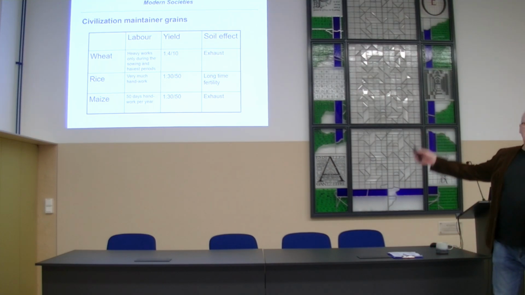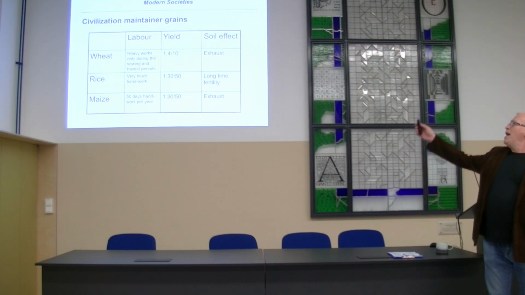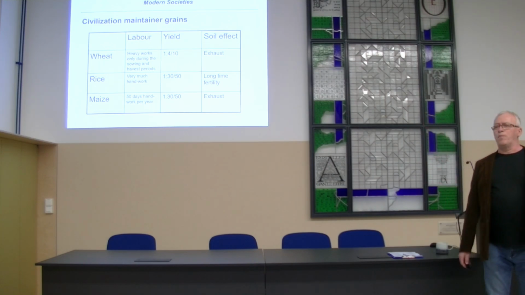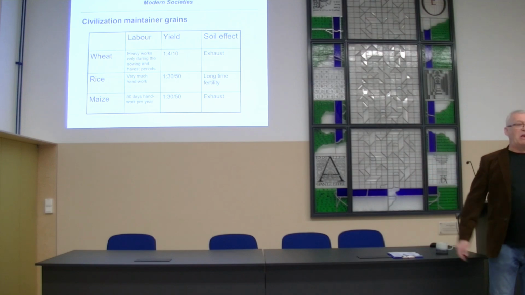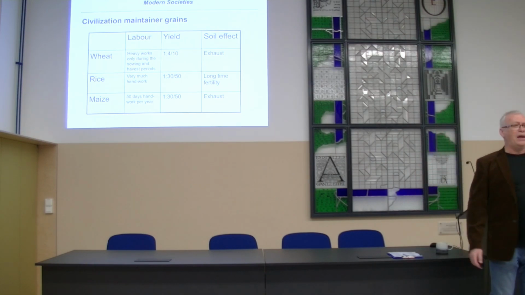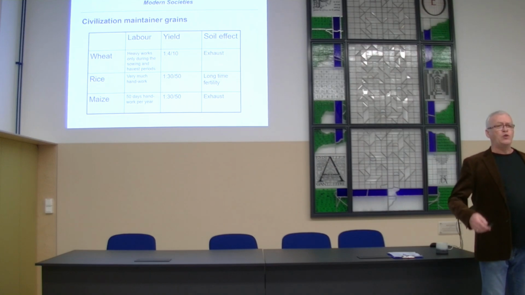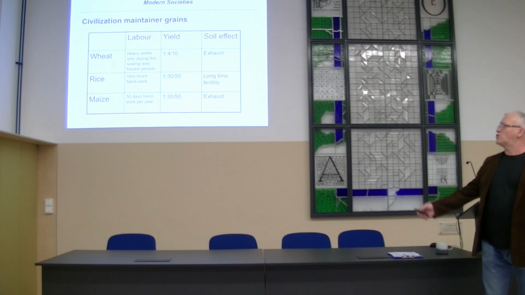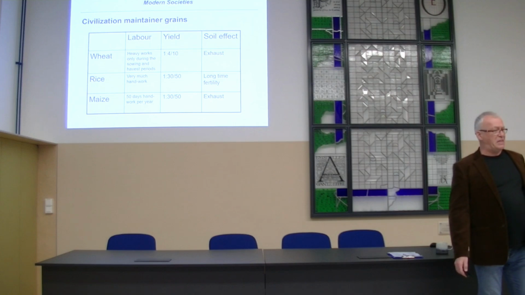The most important aspects of comparison are the labor needs used for agrarian production, the yield, the productivity of cereals, and the last one, the influence on the soil, on the arable land. How long can you use the same plots, the same arable lands, for production? Look at the first one, wheat.